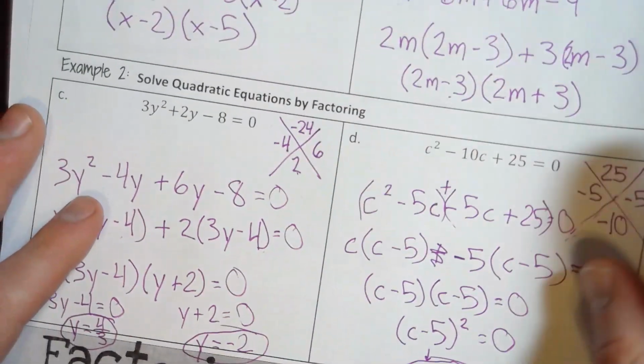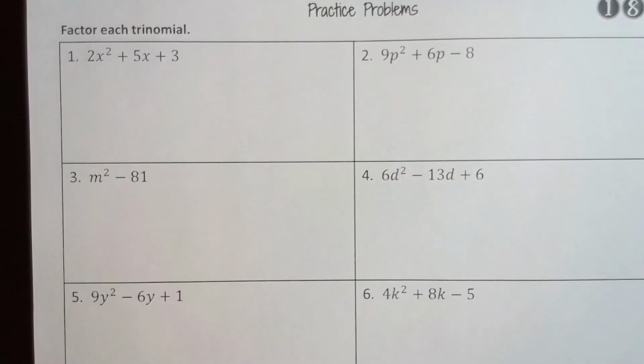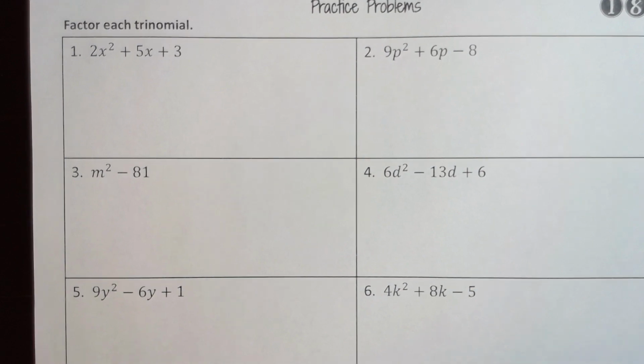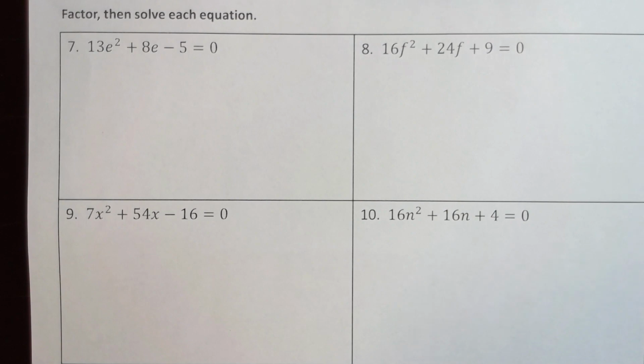So I want you to go ahead and try this on the next page. You are doing the 6 that is just doing the factoring trinomials process. And then you are going to try applying the zero product property. Let me know if you have any questions and enjoy.